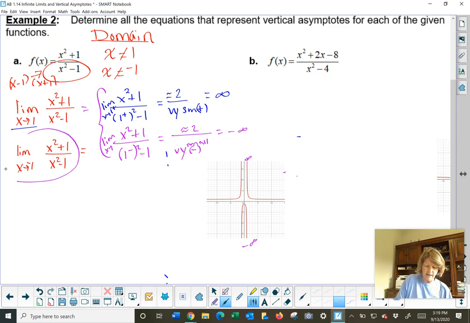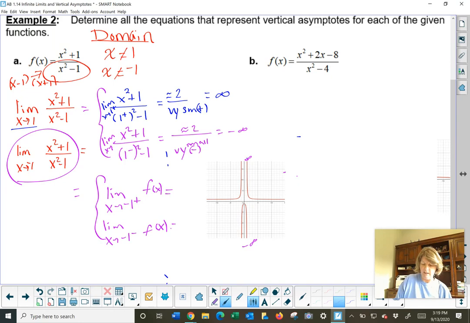We didn't go and investigate this one, but I would have done exactly the same. I would have broken this out into the limit as x approaches negative 1 from the right, and the limit as x approaches negative 1 from the left of our function, and done the same analysis that we did up here, where we talk about, is it a very small negative or is it a very small positive? And we would have got, from the right side, negative infinity, and from the left side of negative 1, positive infinity.